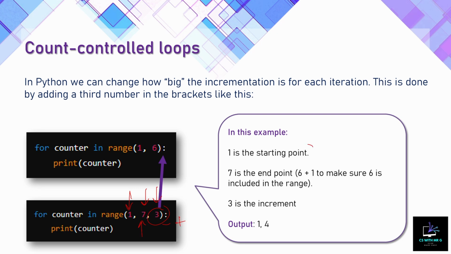So it will still start at 1. 7 is the end point, so it will stop when it gets to 6. But 3 is the increment. So the output should hopefully be 1, and then it jumps up to 4. This should be output. And then the next one would be 7, which means the loop will have stopped anyway.